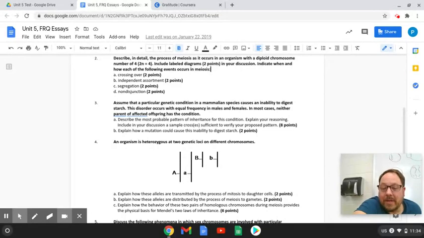So if it's affecting males and females equally, what does that suggest? If parents don't have it, but their kids do, what does that suggest? And make sure to explain why.